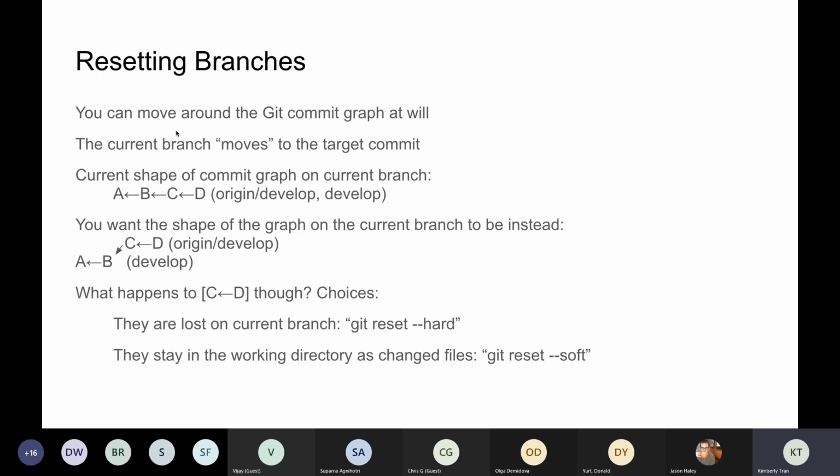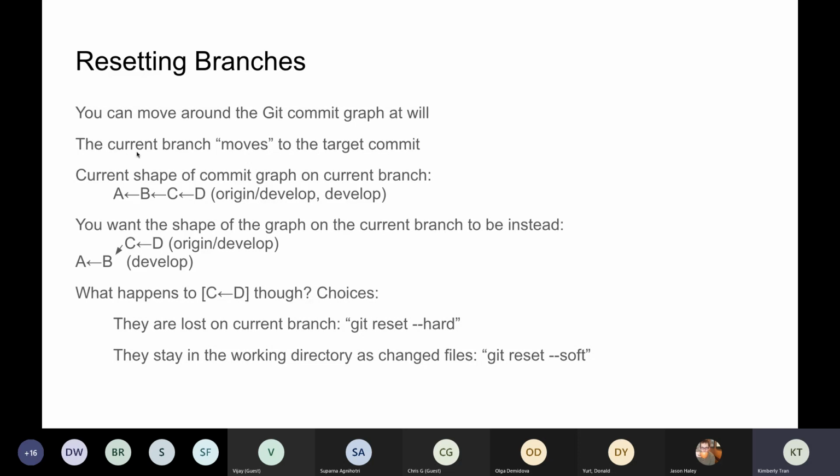Resetting branches. So you can move around the commit graph at will. There's a huge commit graph. The current branch moves to the target commit. That's the key thing here. The current branch and your working directory move. You're moving the current branch. You're not moving the commit graph at all.